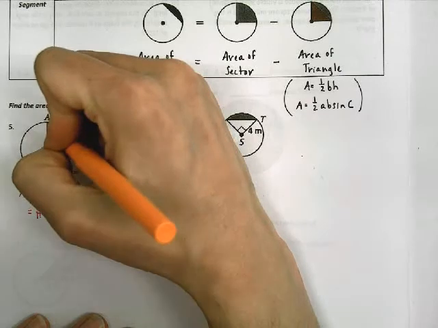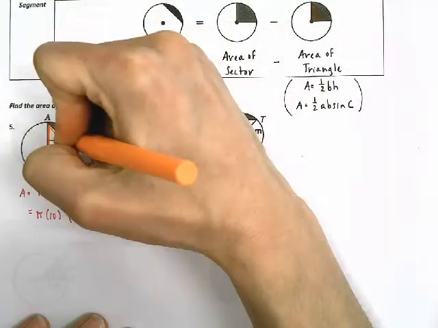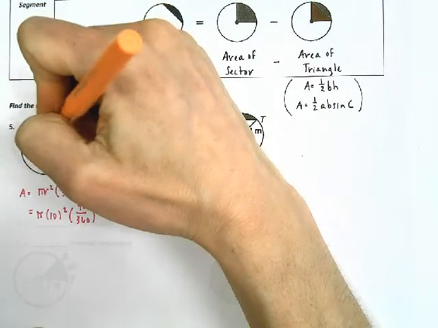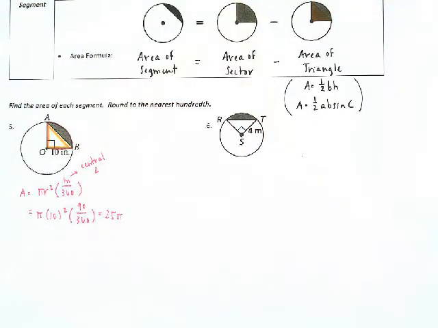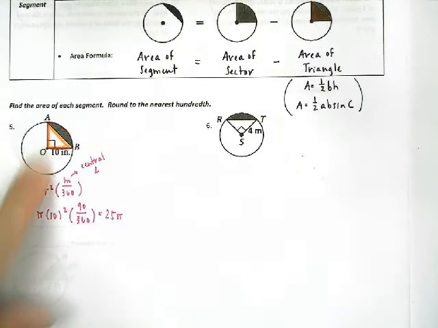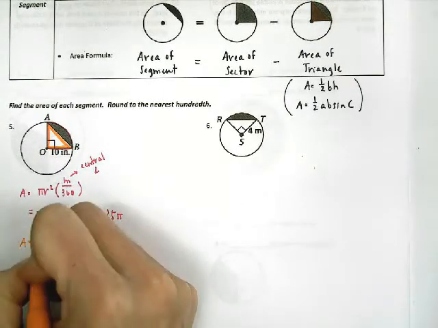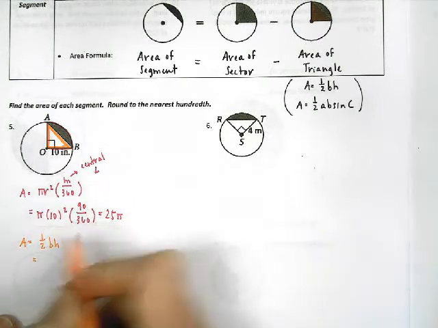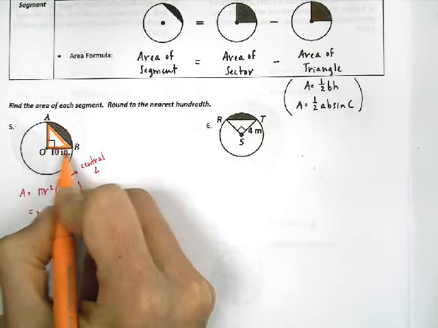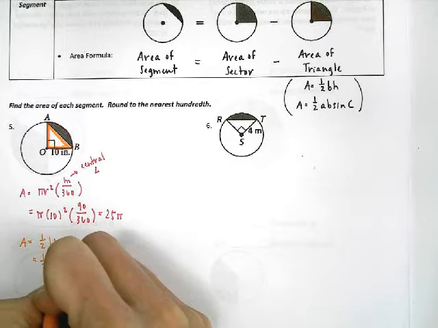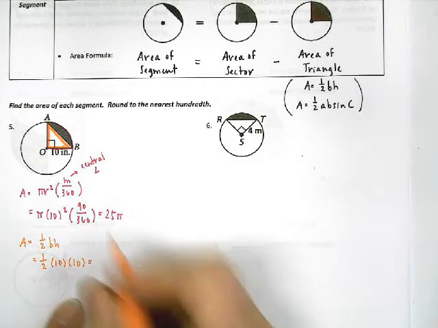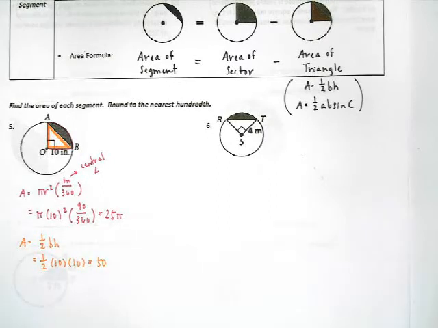Now to get the area of the segment, I need to subtract the area of this triangle. And what I notice here is since I have a right angle, I can use my 1/2 base times height. In this case, the base and height are both just the radius of that circle. So I have 1/2 times 10 times 10. 10 times 10 is 100, divided by 2 is 50.